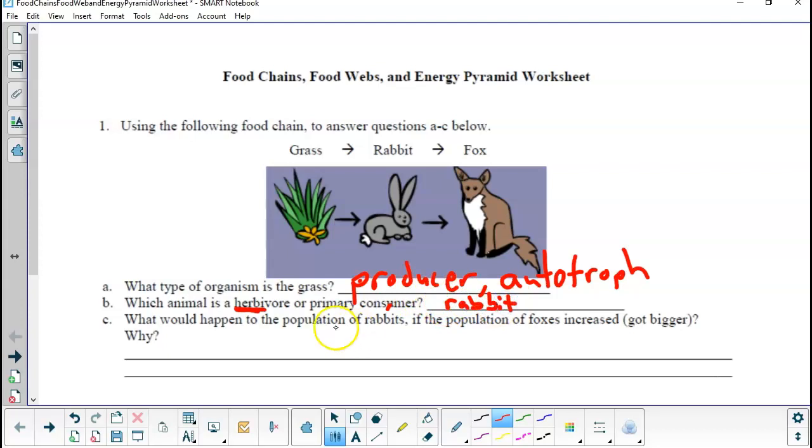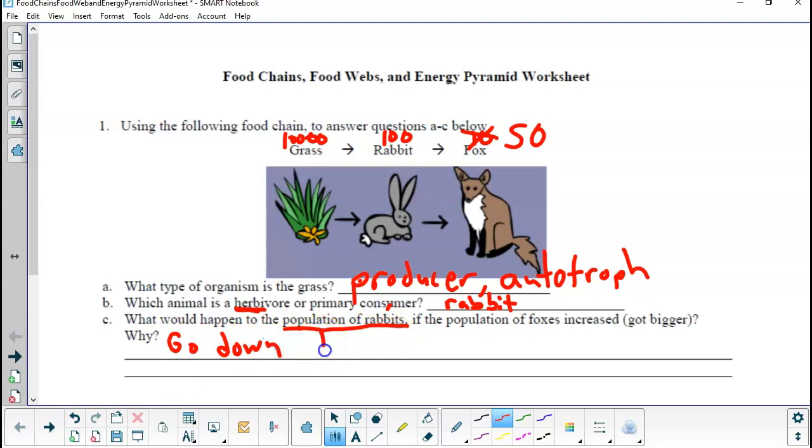All right. Now, what would happen to the population of rabbits if the population of foxes increased? So if we had more foxes, so let's say in the forest there's maybe 10,000 pieces of grass, and maybe there's 100 bunny rabbits, and normally there's 10 foxes, but a whole bunch more foxes moved in, and now there's 50 of them. What's going to happen to the rabbits with these more foxes? Well, the foxes are hungry, they're going to eat the rabbits. So the population of rabbits, the number of rabbits, is going to go down.